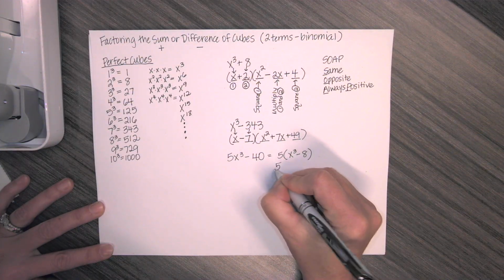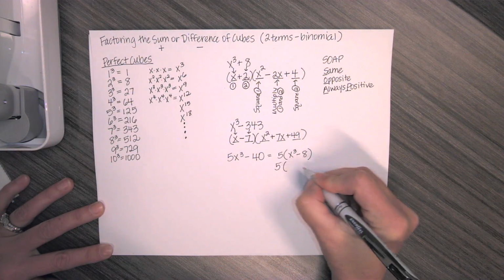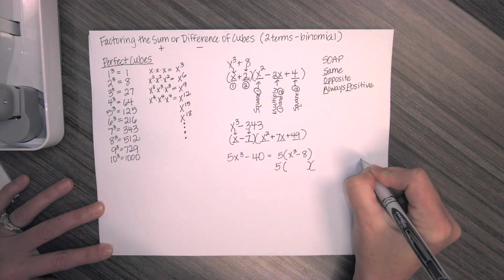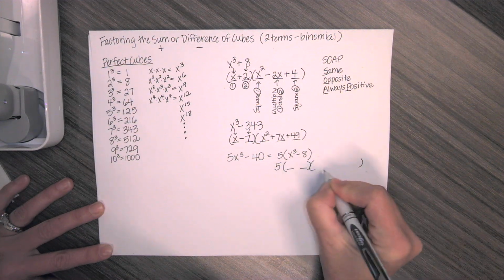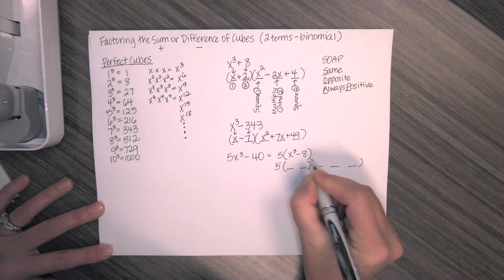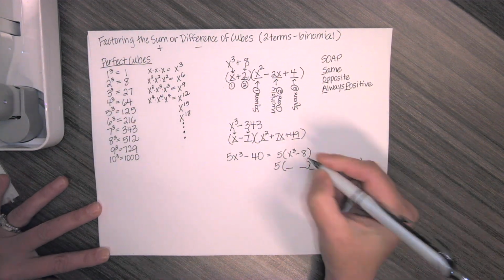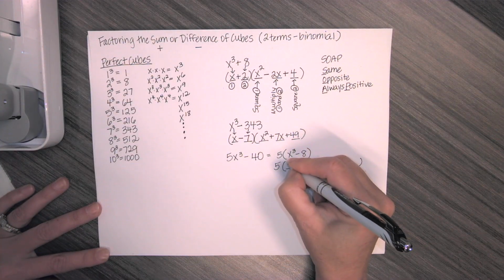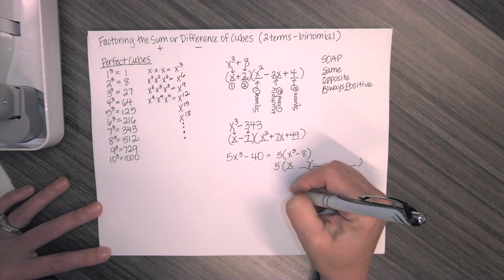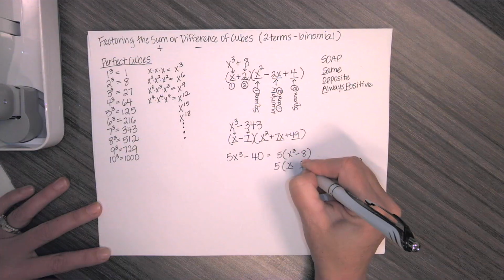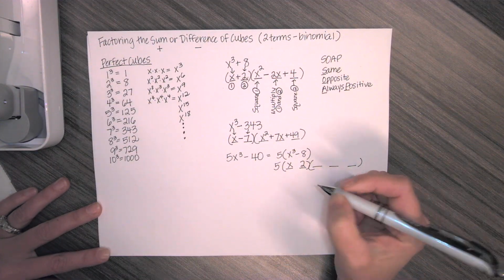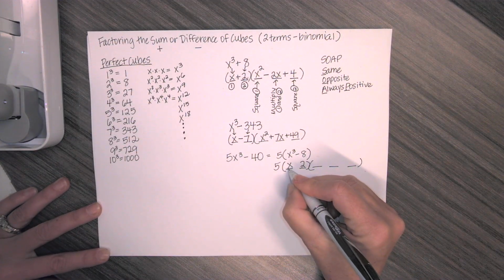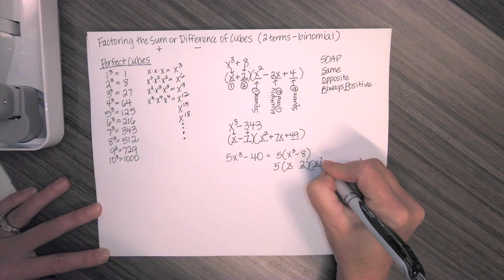So I've got the 5. That is going to be part of my answer. Then I'm going to have the short parentheses and the long parentheses to fill in to factor this difference of cubes. So the cube root of x cubed is x. The cube root of 8 is 2. All right, then I'm going to come back and I'm going to square this first term. That'll be x squared.